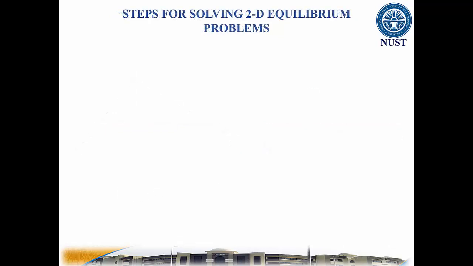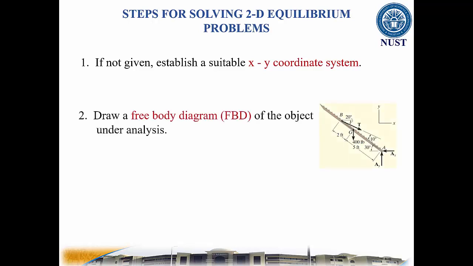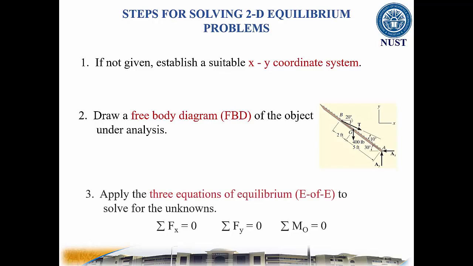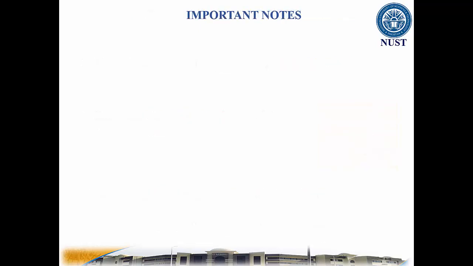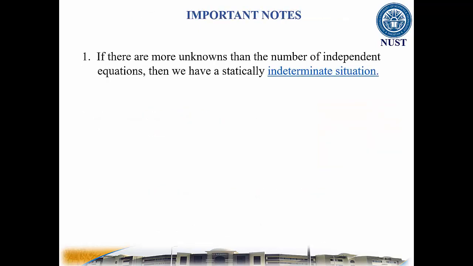For solving 2D equilibrium problems, the following steps must be considered. If not given, establish a suitable xy coordinate system. Draw a free body diagram of the object under analysis. Apply the three equations of equilibrium to solve for the unknowns. It is also important to note that if there are more unknowns than the number of independent equations, then we have a statically indeterminate situation. We cannot solve these problems using just statics.